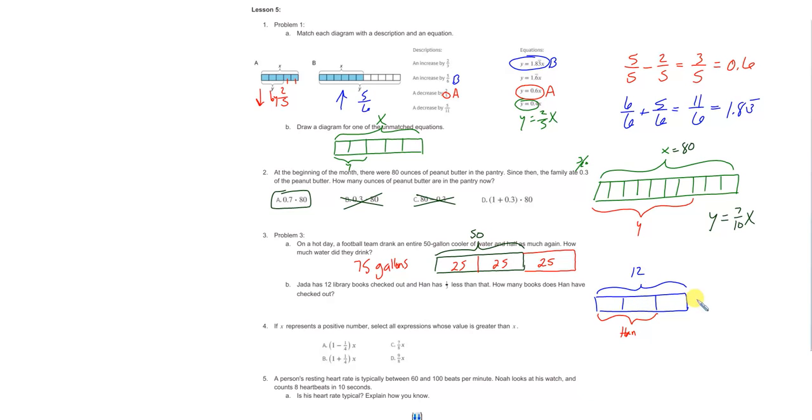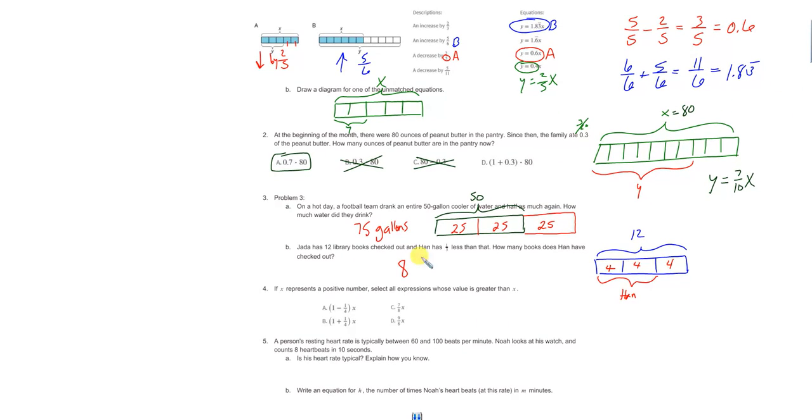Now if you break 12 into thirds, then that means you have broken it up into 12 divided by 3, which is 4 plus 4 plus 4. So therefore Han is this distance. He has 8 checked out. So Han has 8. And that's pretty simple. Let's jump on to the next problem.